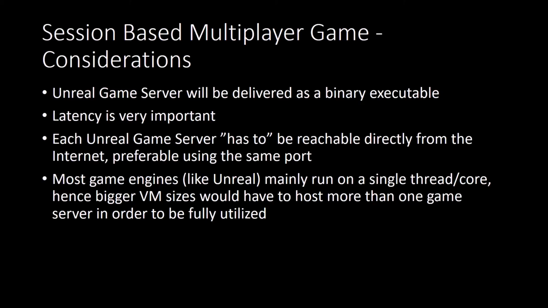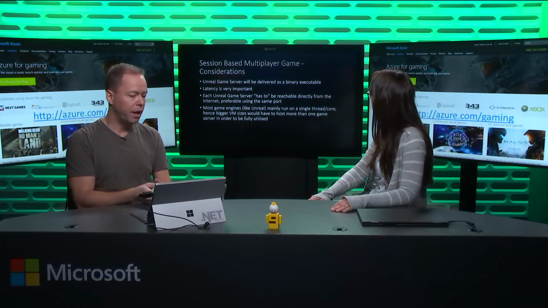It's important to know that you have chosen to build a game using Unreal. So the server component would be an executable that would be the output of you compiling the game. You will get an executable that you will need to run somewhere. Latency is going to be important because it's a multiplayer game, so it's important that we put it somewhere close to the end user. And the game servers, so it's not the VMs per se but the game processes running, need to be reachable as fast as possible. So I've written here, has to be reachable directly.